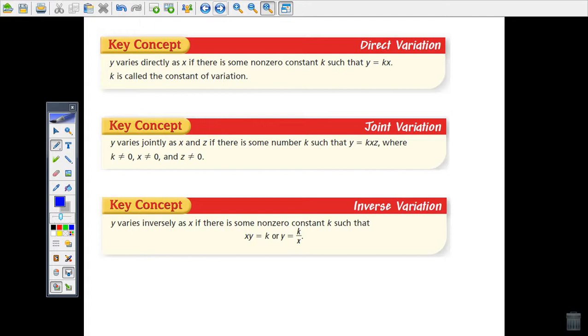So one of the tricks is being able to find which kind of variation you're working with. Is it direct, joint, or inverse? And then we have to find k, figure out what k is. Once we find k, we can answer any questions that we're asked. This is very similar to solving linear functions. So remember, if you have 2 points and you have to write the equation of the line, the first thing you have to do is find the slope, right? And once you find the slope, you find the y-intercept, and you just plug it all in. Similar kind of process here.